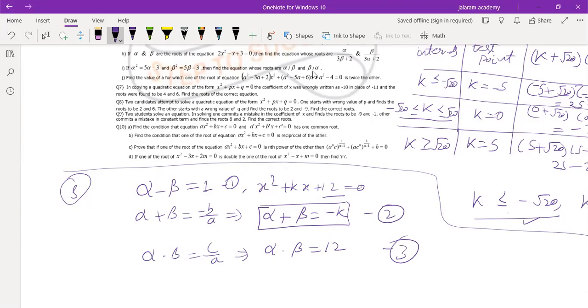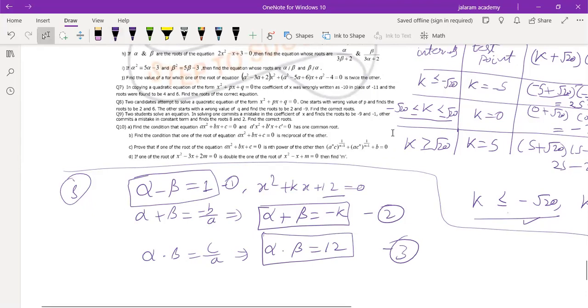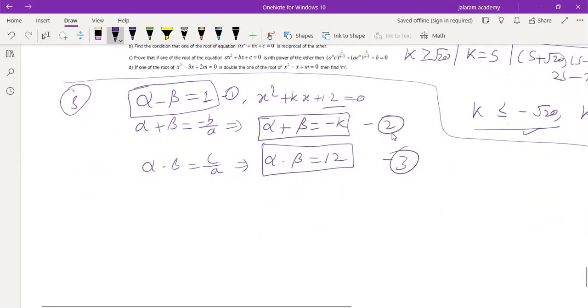So by these 3 values, see, 3 unknowns are there, alpha, beta and k, and 3 equations are also there. So first we will solve equation 1 and 2. So values of alpha and beta will be in terms of k, and these values of alpha, beta in terms of k will be substituted in equation 3 to get the values of k. Is that clear to you?